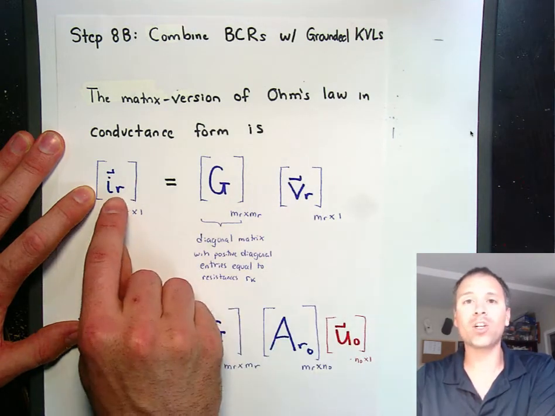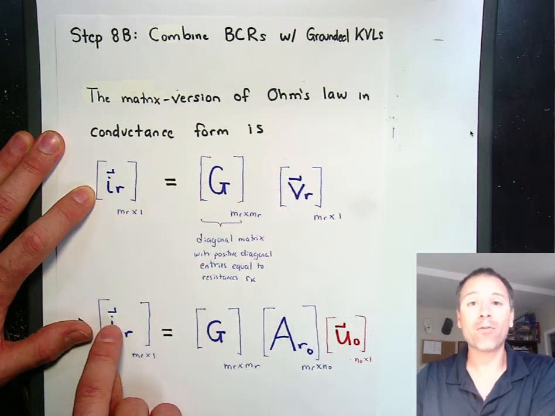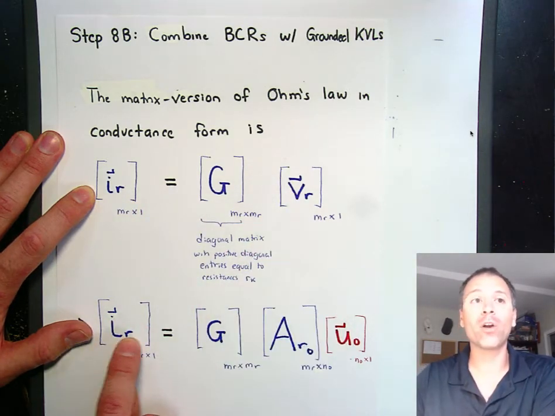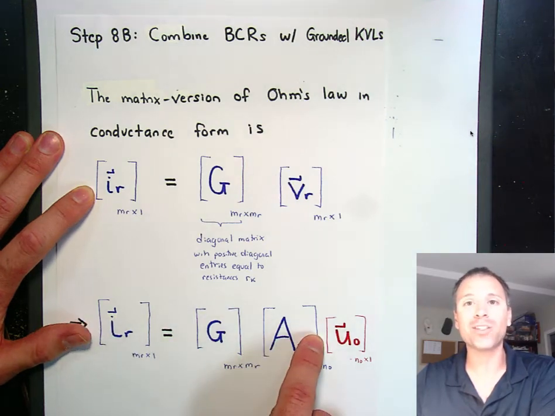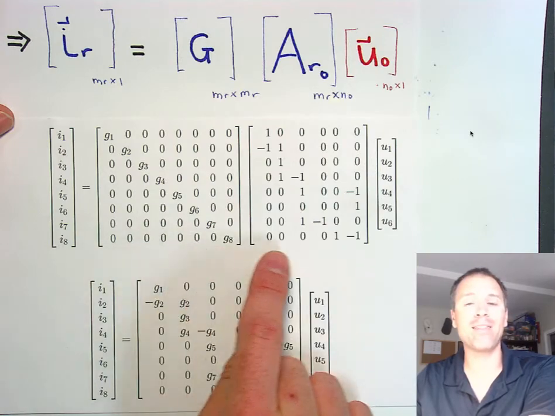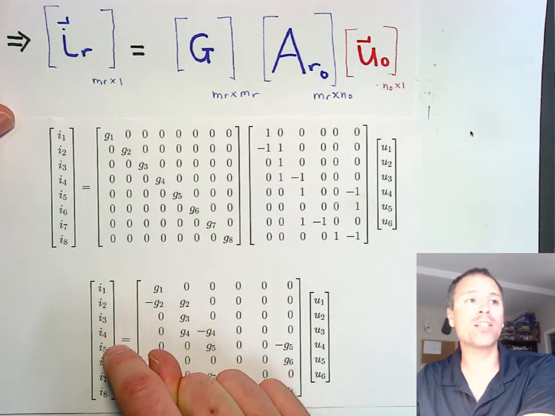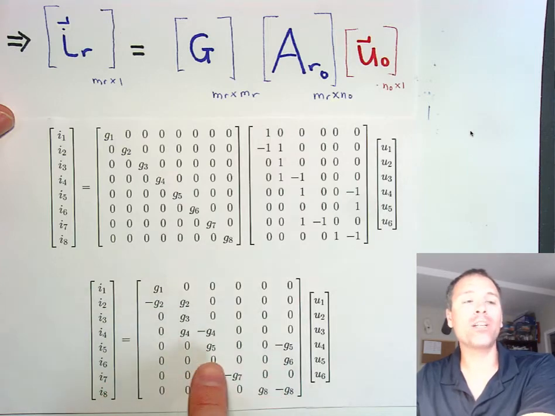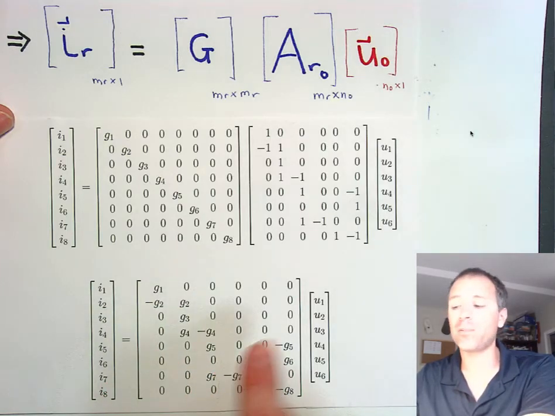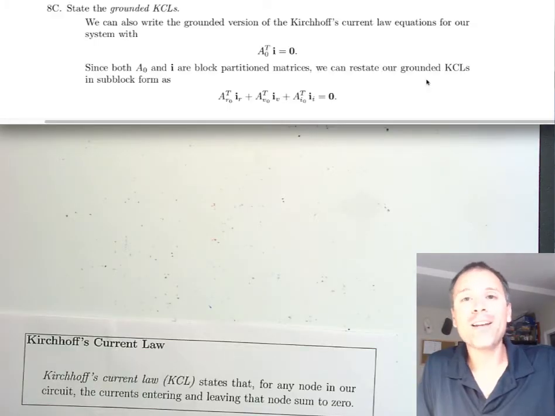One, we're relating currents to voltage drops, and then we're saying, oh yeah, by the way, instead of relating currents to voltage drops, let's relate currents directly to node potentials. For our specific example, this equation ends up looking in this form. These are the scalar values. And we say that the currents across the resistors are going to be given by this matrix multiplied by the non-ground node potentials. We're now ready to move on to step 8c, which is to state the grounded KCLs.